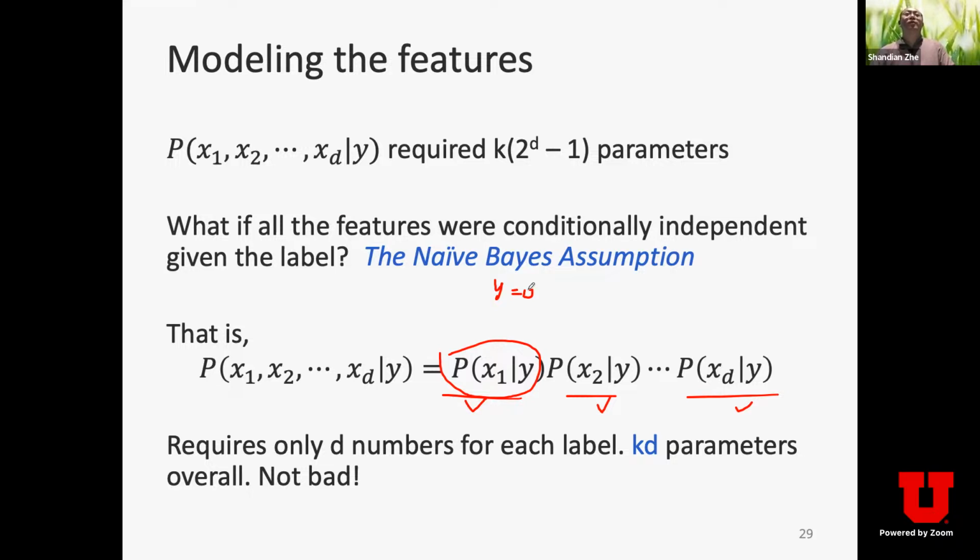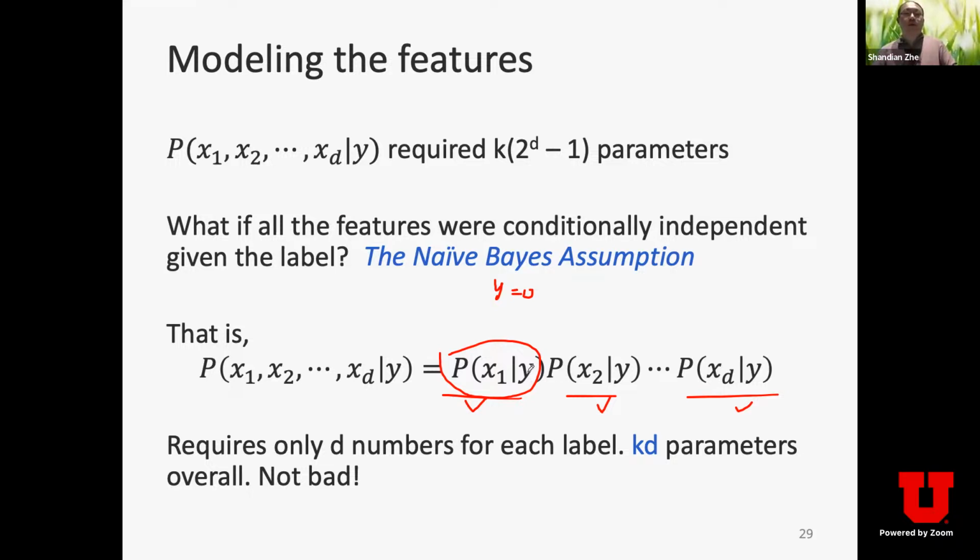Two, 1, right? Yeah, because x1 is just binary. Suppose the y value is given. You want to determine a binary feature's distribution. You only need one parameter. You only need to know the chance that this feature takes 1. Then the chance the feature takes 0 is just 1 minus that probability.